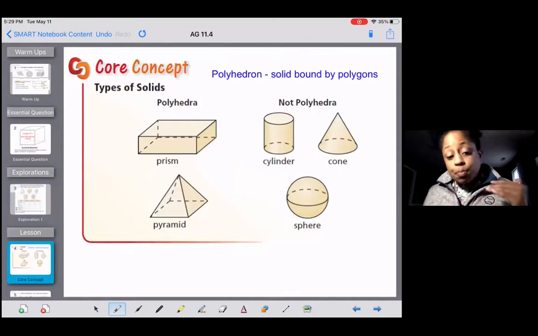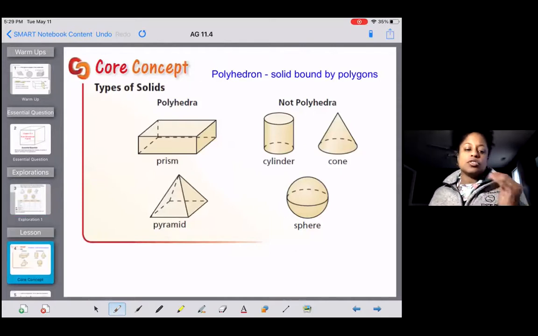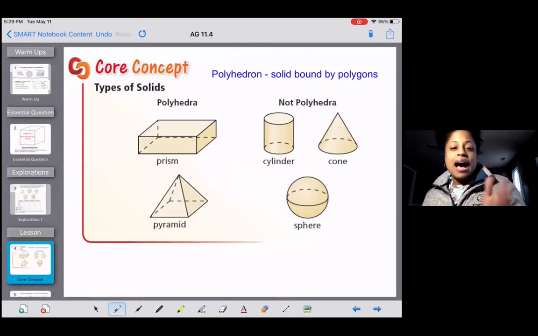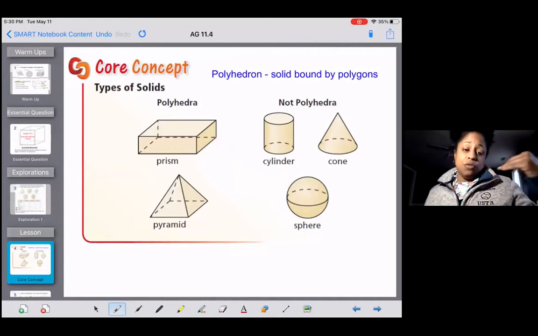Okay, so this part is necessary for you to understand the rest of the stuff, and it has to do with the terms polyhedra and polyhedron. So the polyhedron is the singular, and it is a solid bound by polygons, exactly what it says there. And then you've got a prism, you've got a pyramid. Those are examples of polyhedra.